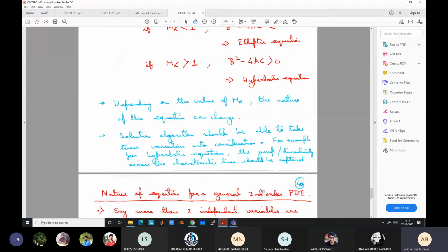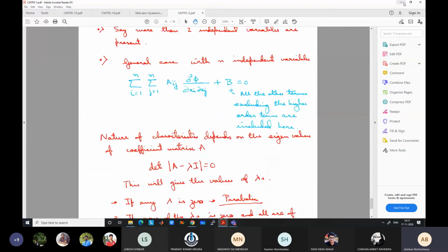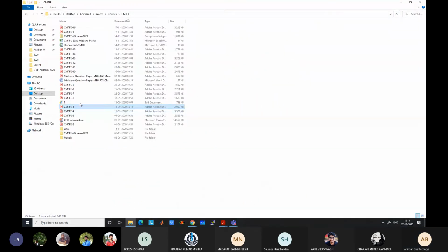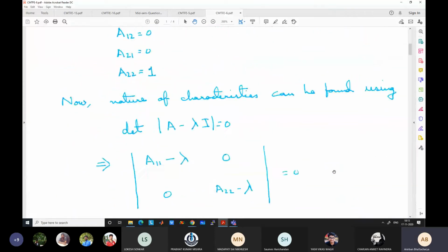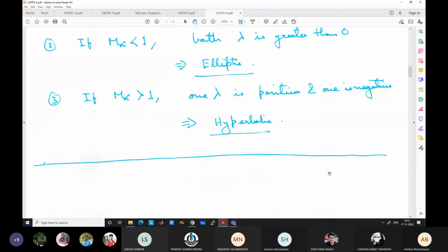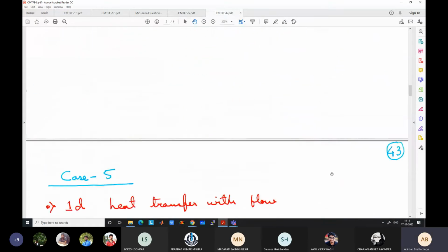Is this in this notes? No, it is in the other notes. The example 5 that we had discussed.